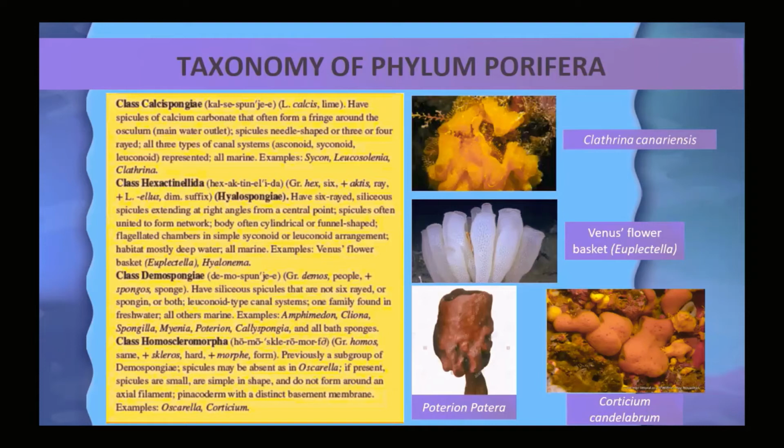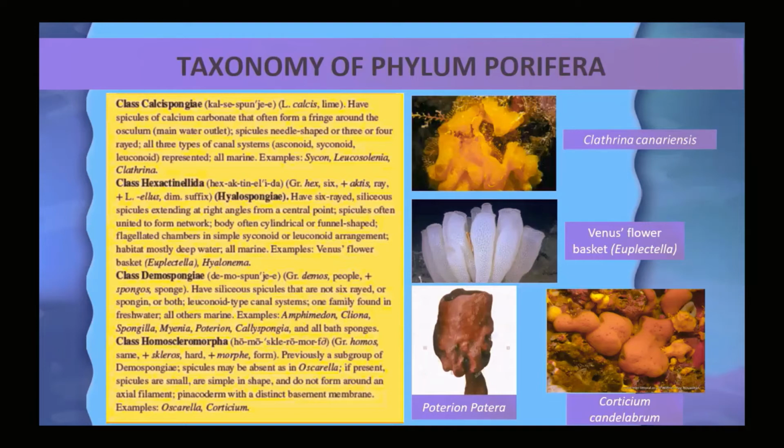They may have all three types of canal system: asconoid, synconoid, and leuconoid in structure. They are all marine species, although they may be drab in color. Some are bright yellow, red, green, or lavender. An example is Clathrina, which is small with intertwined tubes.